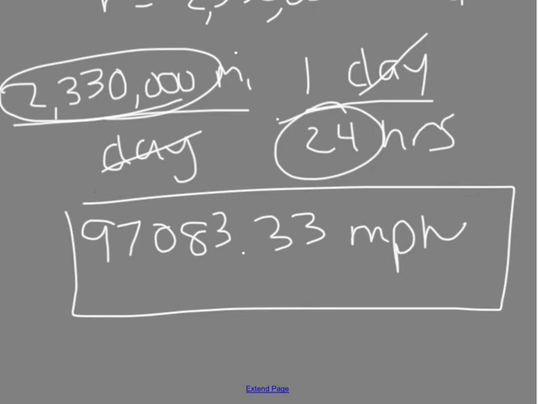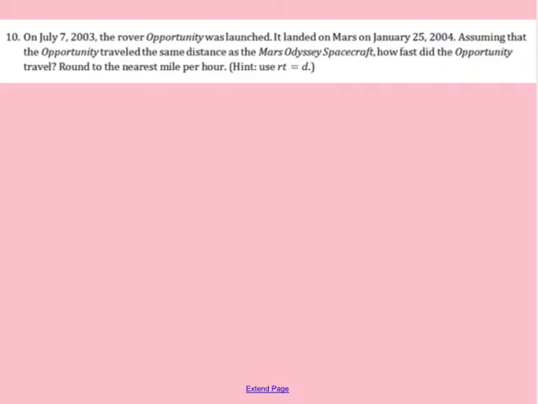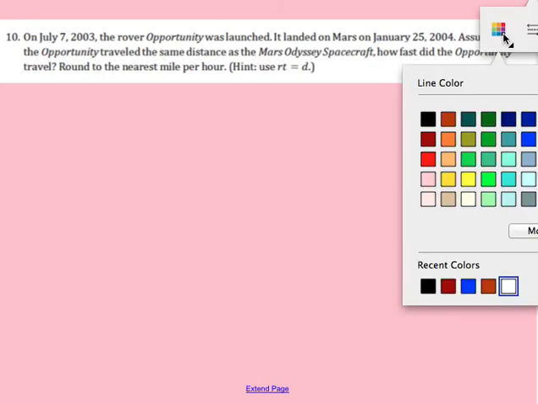Let's take a look at this last word problem here. So, on July 7th, 2003, the Opportunity was launched. It went the same distance, but it got there on January 25th, 2004. So we need to figure out how many days that was. Okay, so we just need to add. Well, July has 31 days. So to get to August 7th, it's 31 days. So all I did was I used a calendar to help me figure out how many days passed between July 7th, 2003 and January 25th, 2004. And when I added all of that up, I ended up getting 201 days.